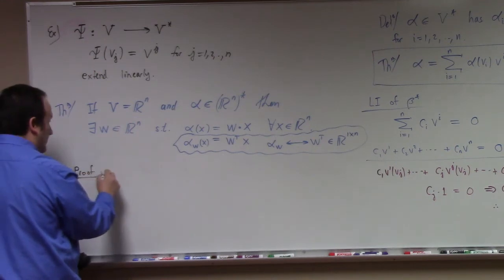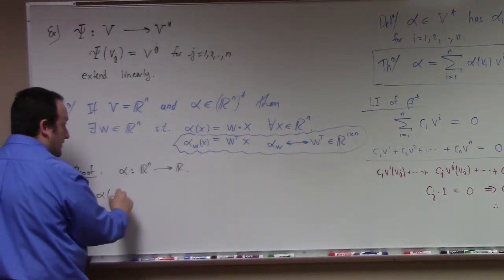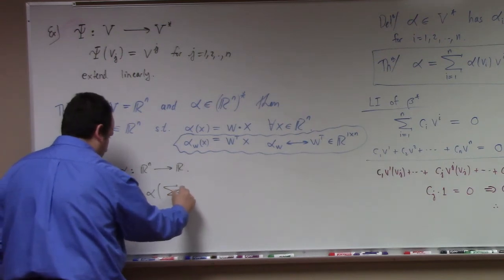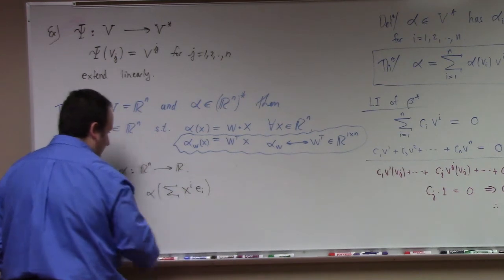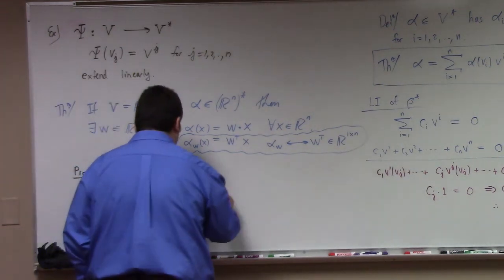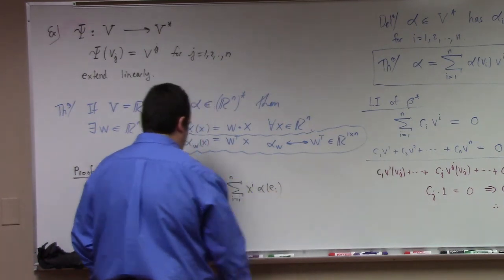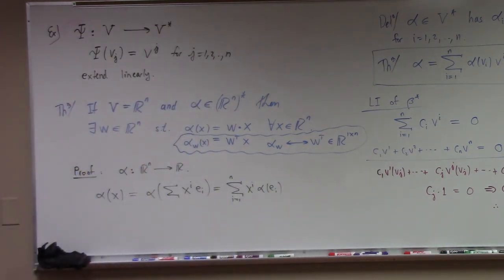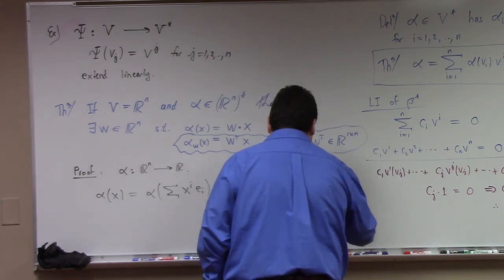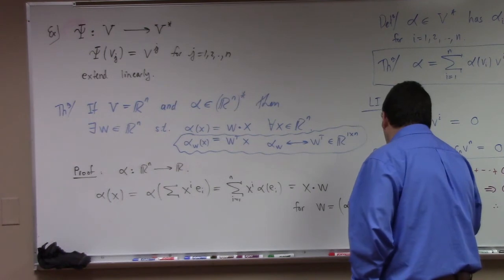Here's the proof. If we have alpha as a linear map from Rn to R, just consider alpha of x. That's going to be alpha of the sum of x upper i, e lower i in our current notation, right? And so by additivity and homogeneity, I can pull out the sum. So if you look at that, that's exactly x dot W for W equal to what? Alpha of E1, alpha of E2, alpha of En.